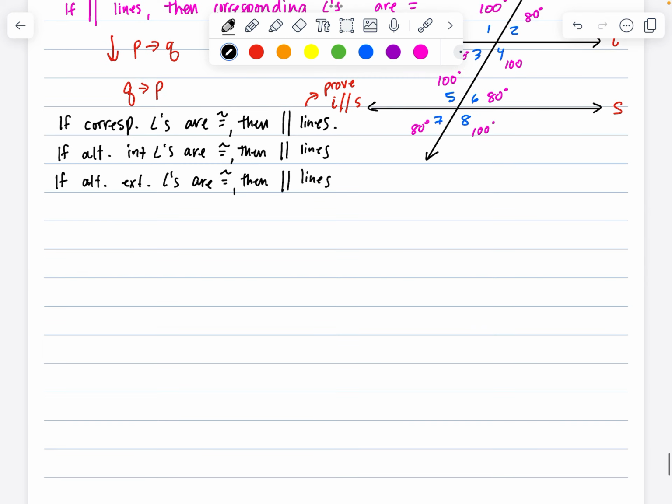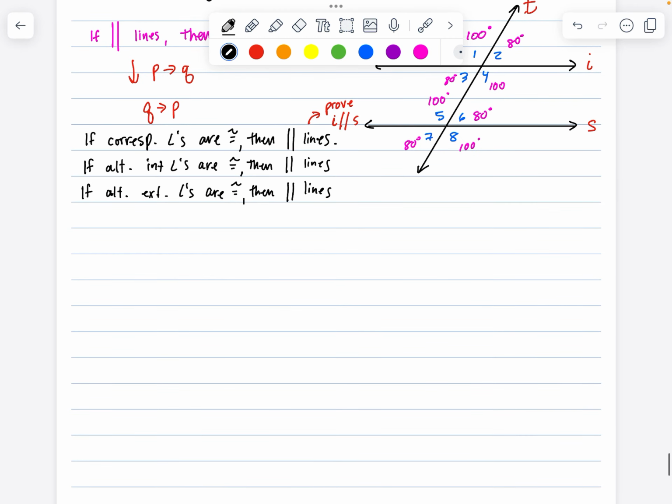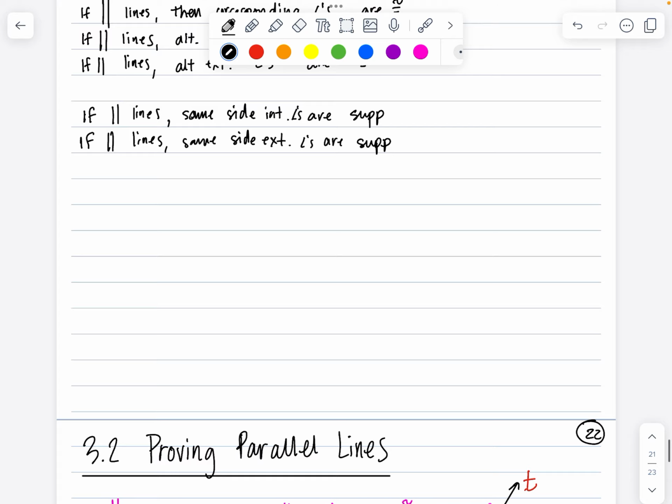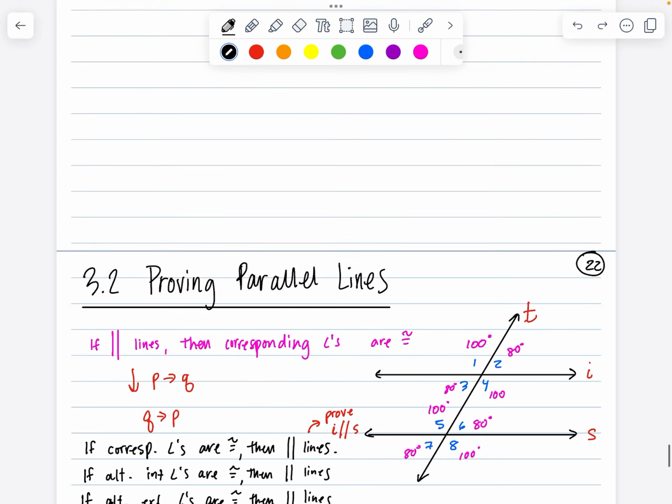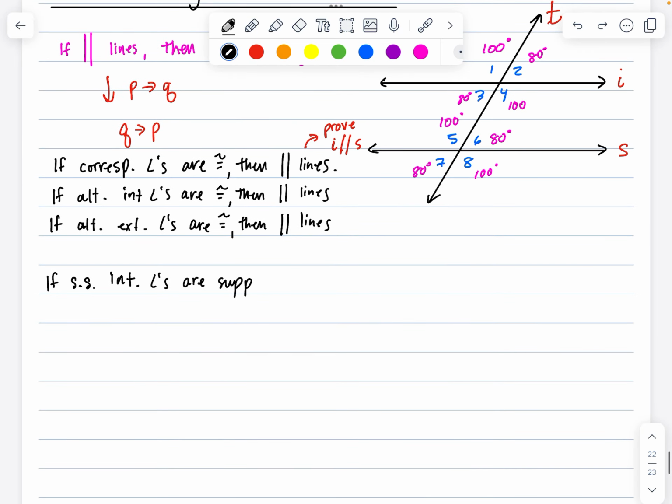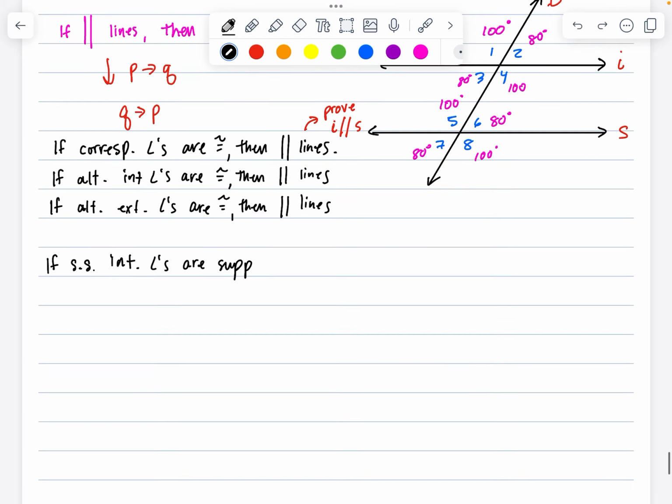And then with the same sides, if same side interior angles, but this time around are supplementary. So that is the difference. Remember, the converse is that they're supplementary, so we have to say they're supplementary. Same side interior angles would be 3 and 5. We could clearly see they add up to 180. Then the lines are parallel.